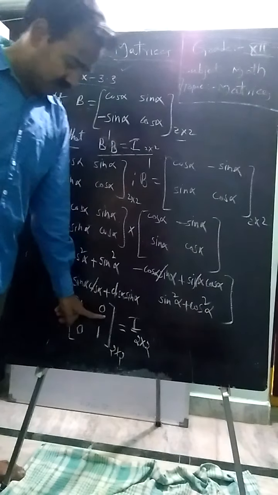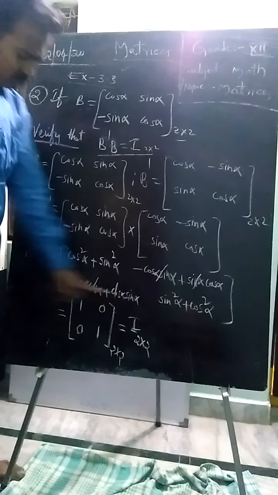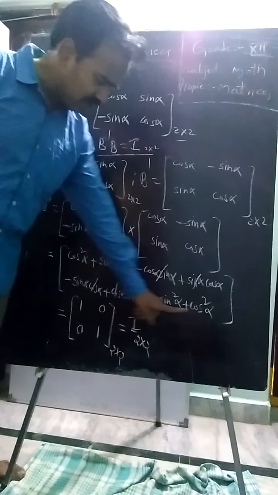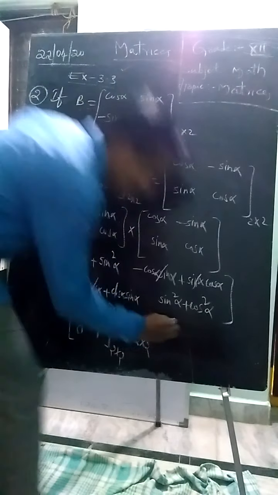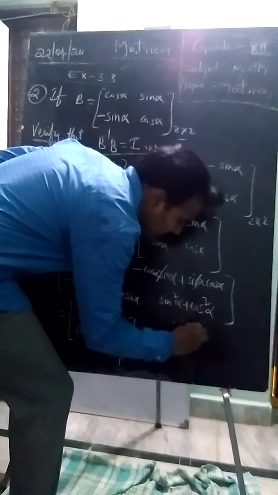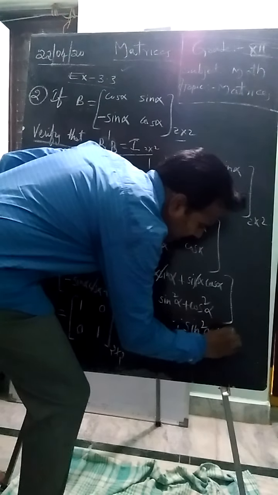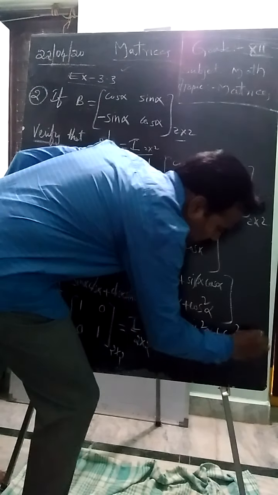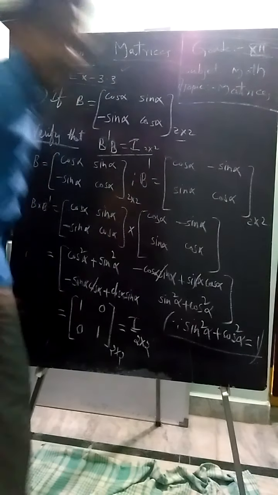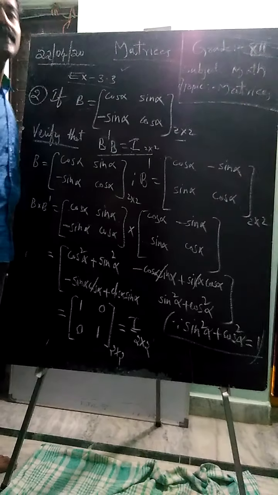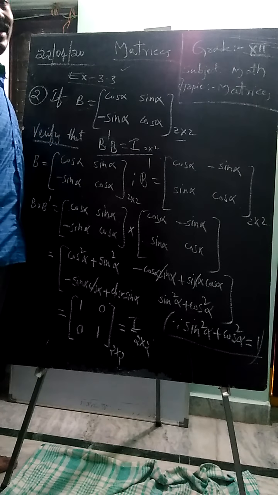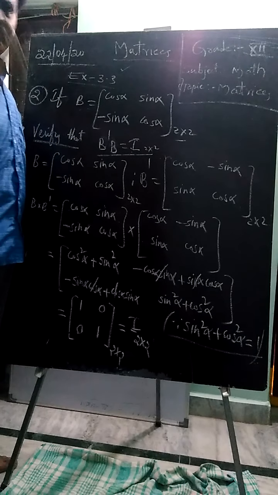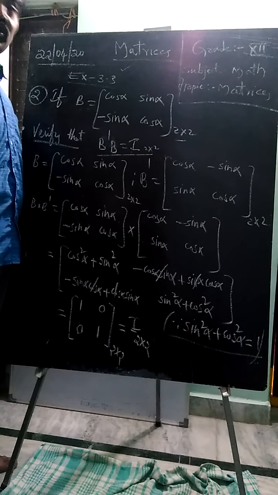These two get cancelled, 0. Cos, again these two get cancelled, 0. Again sin square alpha plus cos square alpha is equal to 1, since we know sin square alpha plus cos square alpha is equal to 1, which you learned in the previous class as an identity. I mean, in 10th class you learned about trigonometric identities. That is sin square alpha plus cos square alpha is equal to 1.